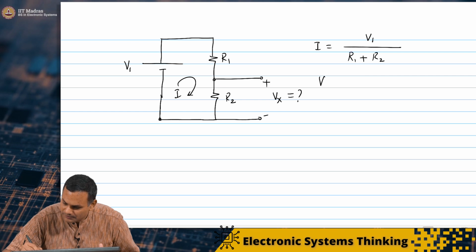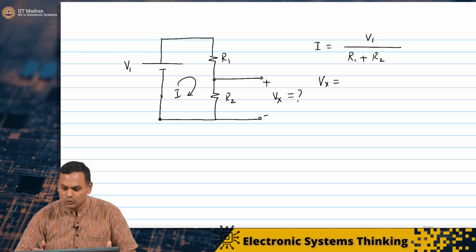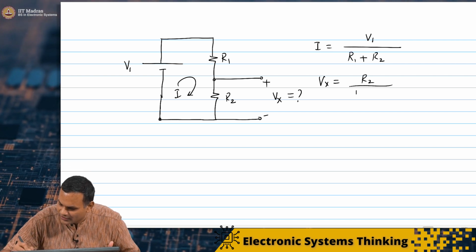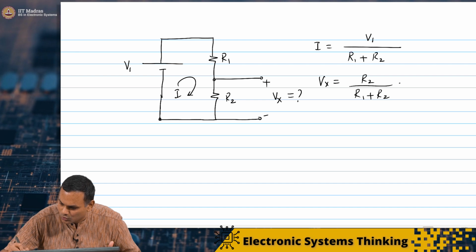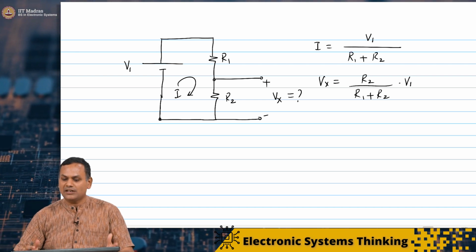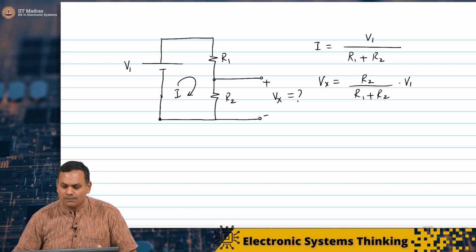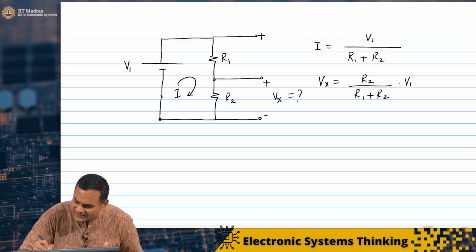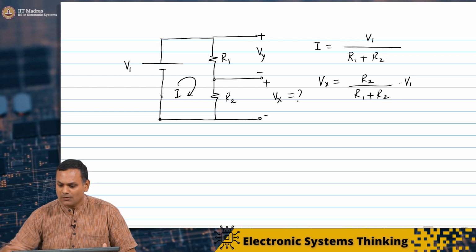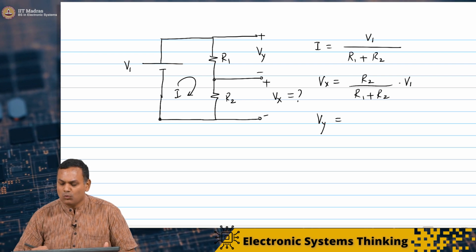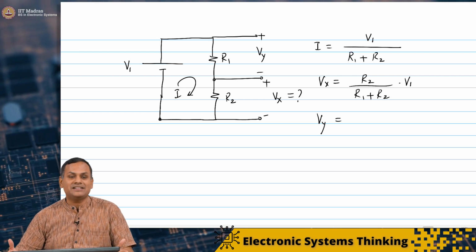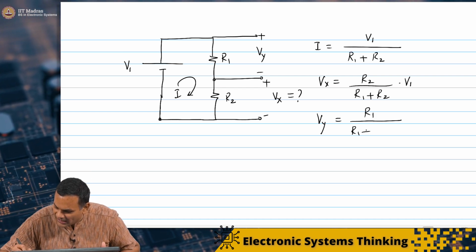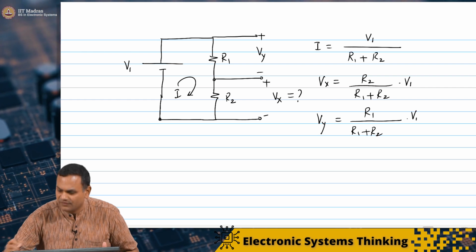What is Vx? Vx is simply R2 times I. So, Vx is simply R2 by R1 plus R2 times V1. It is simply R2 times I. What is the value of Vy if I were to call this Vy? Vy is nothing but R1 times I. So, Vy is nothing but R1 by R1 plus R2 times V1.